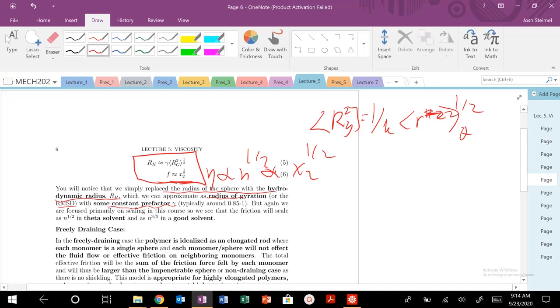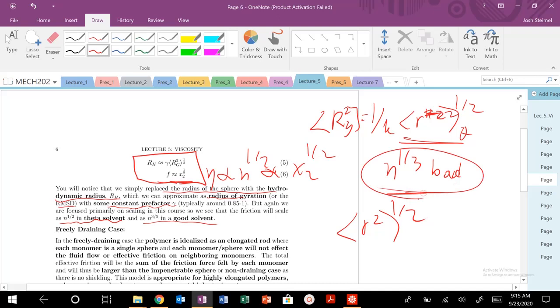So we can approximate it with some constant prefactor, which depends on the scaling factor, and could differ in a good solvent or a bad solvent. The exponent would be 1/2 for theta solvent and 1/3 for a bad solvent. This non-draining case can sometimes hold even in a good solvent, especially if it's not a really, really good solvent. But again, this is more for the scaling; the key factor is that it scales as r squared to the 1/2. So the non-draining case is good for bad solvents, good for theta solvents, and okay for good solvents as well.